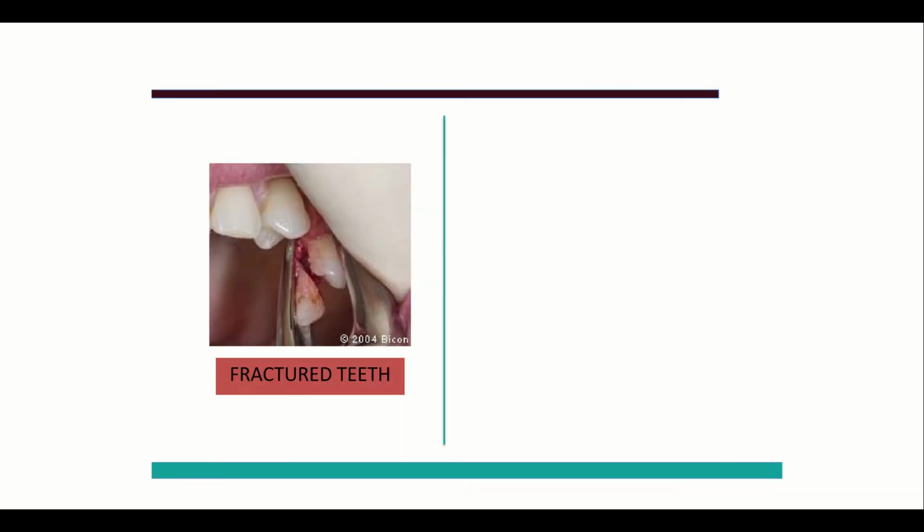Another reason we might extract a tooth is that it's fractured, it's broken. If this tooth broke down the root, now if it's just broken in the crown, no problem. We can take care of that, make them a new crown for the tooth. But if it's fractured down the root, then there's no saving the tooth. So we'll have to take out the fractured pieces of the tooth.